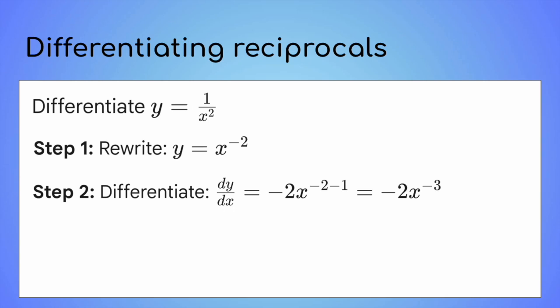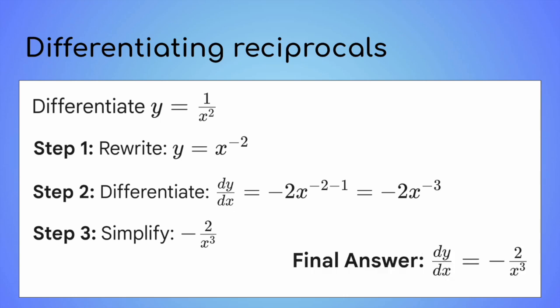And finally, we'll rewrite that in a slightly nicer form. We know that x to the power minus 3 is the same as 1 over x cubed. So 1 over x cubed, we're timesing that by minus 2, giving us minus 2 over x cubed is the nicest way that we could write that down. So final answer, dy by dx is equal to minus 2 over x cubed. So I hope those examples give you a clear idea of how we can apply this power rule in a few different situations.